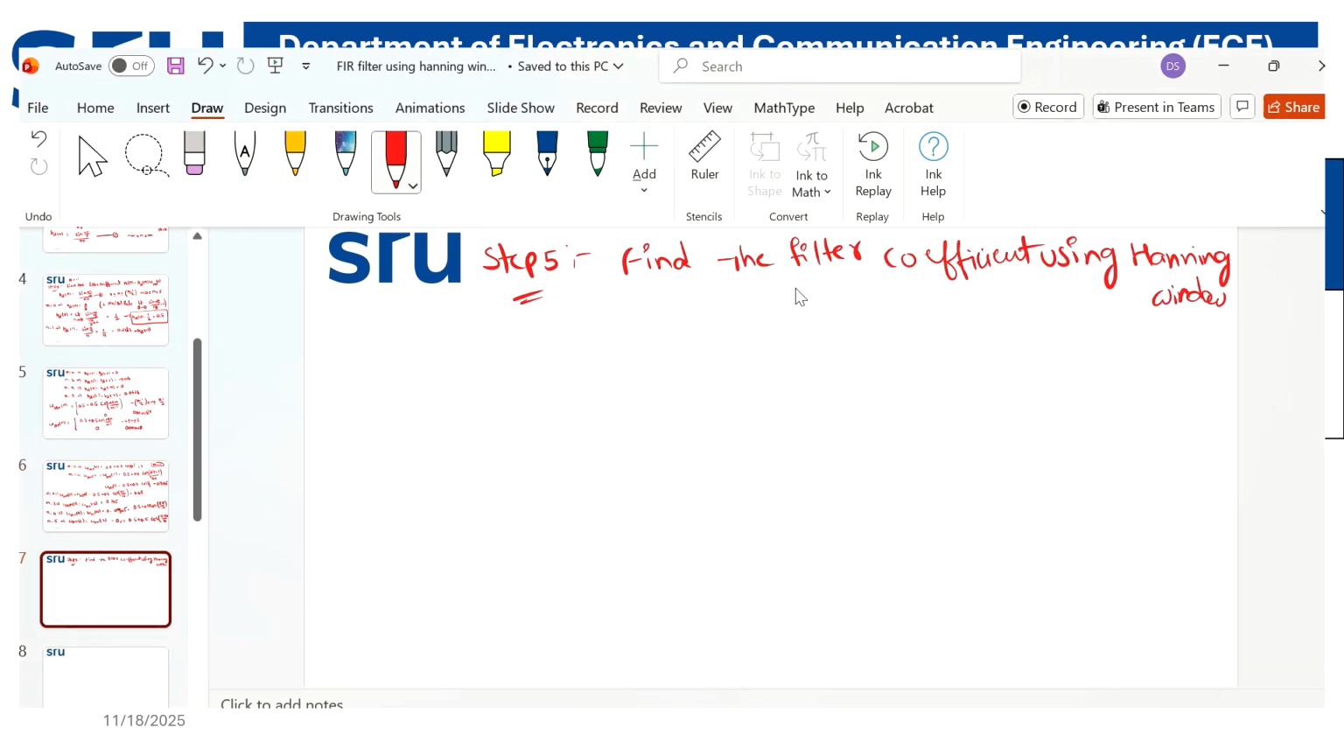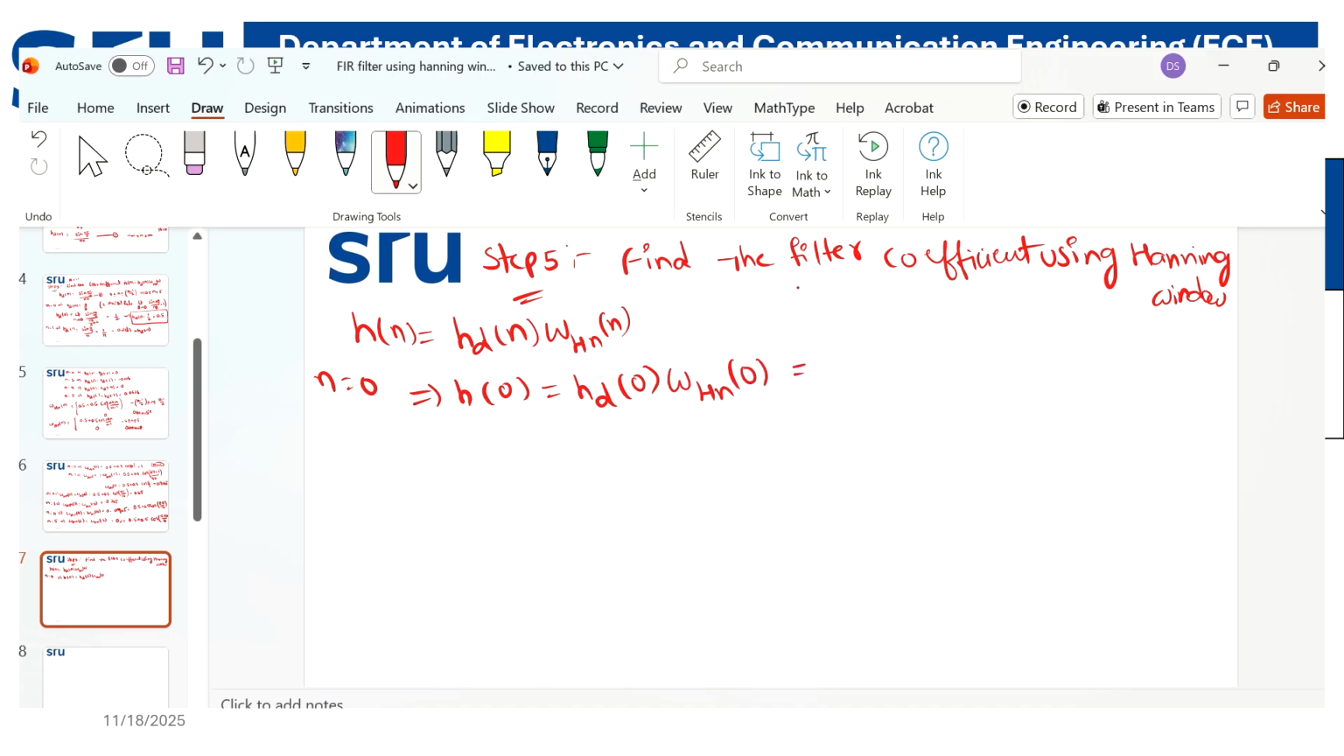Next step is step number 5. Find the filter coefficients using the Hanning window. So therefore h of n is equal to hd of n multiplied by the Hanning window coefficients. If n is equal to 0, then h of 0 is equal to hd of 0, the desired response, with the windowing response. If I multiply hd of 0 with whn of 0, the value will be 0.5 into 1, 0.5. n is equal to 1, h of 1 is equal to the value at n is equal to 1 in both the desired response and windowing response.